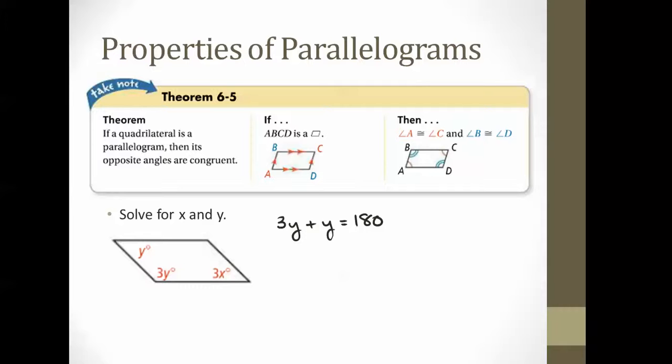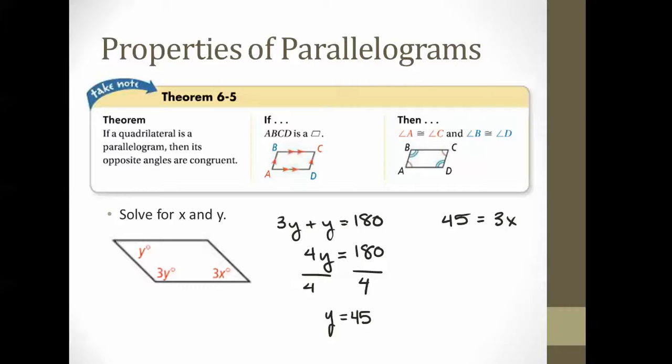Well, before, in theorem 6.4, we learned that consecutive angles are supplementary. So 3y plus y equals 180. So 4y equals 180. If I divide both sides by 4, I find out that y is 45 degrees.